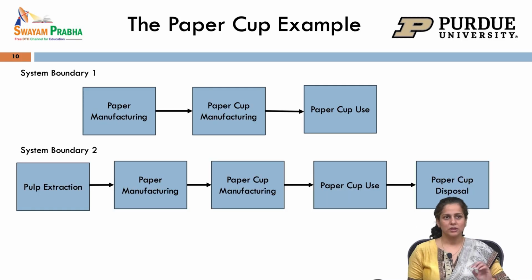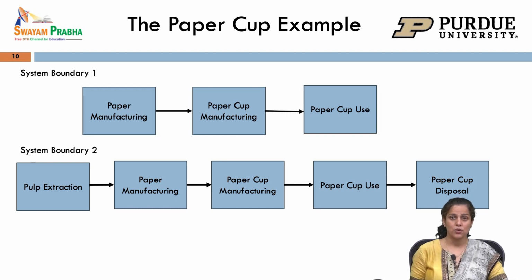Another system boundary could be this, where we have pulp extraction. So, we are going all the way to the wood where we are doing the pulp extraction and making it into paper. Then we are transforming it into paper cup, then use, and then some of you may have also thought about how do we throw it away, if we are thinking about the whole life cycle of the paper cup.